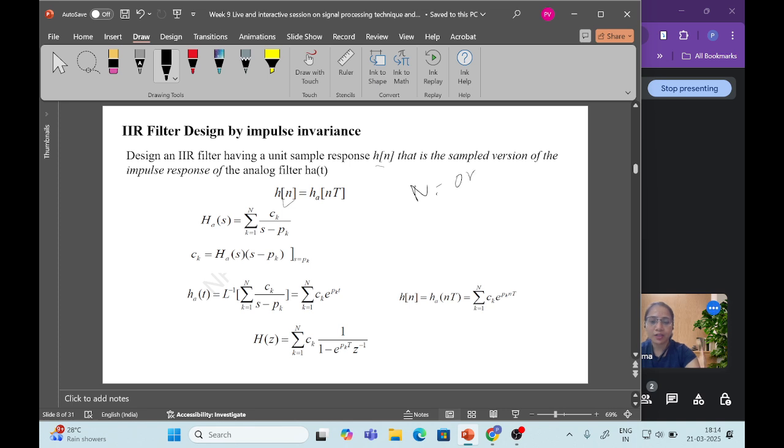So k varies from 1 to the order of that filter, and Ck is defined by (s minus Pk) times Ha(s) at s equal to Pk, as we already know. After that, the overall function is represented in the Z transform, that is the sum over k of Ck times 1 divided by (1 minus e to the power Pk T Z inverse). Okay, after getting all those things.